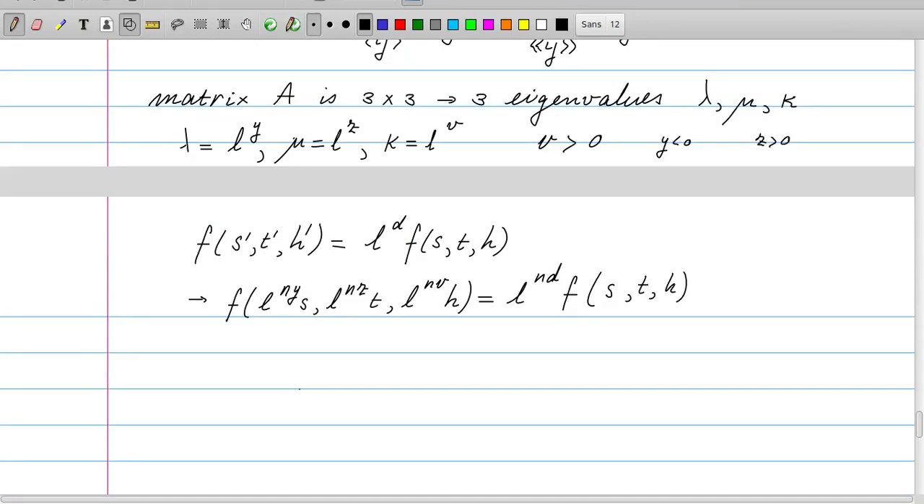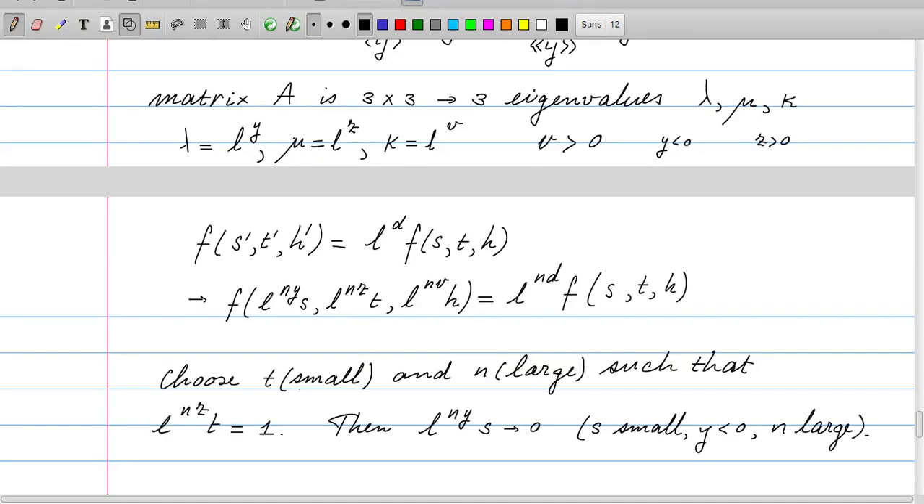The scaling argument for the free energy is still valid. It's not affected by the introduction of a third term in the Hamiltonian, so we still have the scaling of L to the power d. And if we exploit that for performing n transformations, where each transformation gives you an eigenvalue, in case of s of L to the power y, so now we have L to the power ny. For t I have L to the power nz, and for h I have L to the power nv, and that should be L to the power nd times f(s,t,h). So this is the scaling relation after rescaling n times.